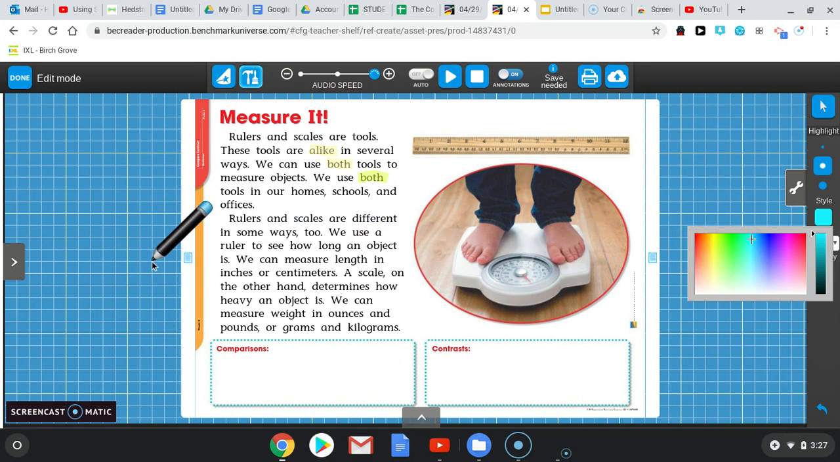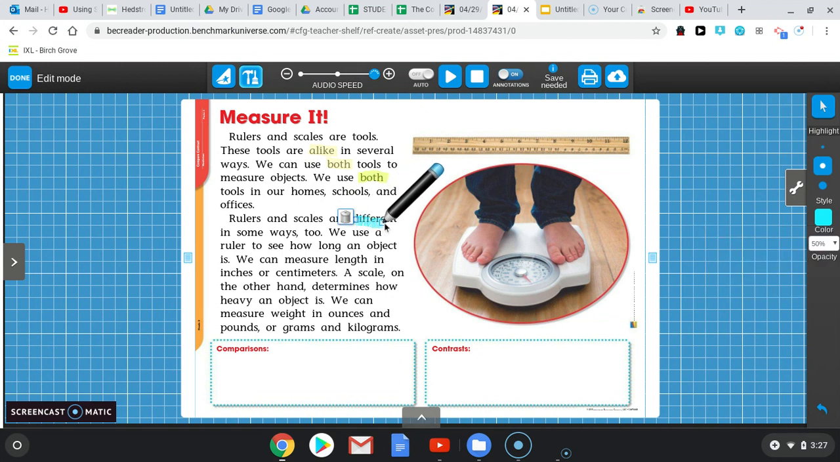Now we're going to look at our contrast. Rulers and scales are different in some ways too. We use a ruler to see how long an object is. We can measure length in inches or centimeters. A scale, on the other hand, which is another signal word for contrast, determines how heavy an object is. We can measure weight in ounces and pounds or grams and kilograms.